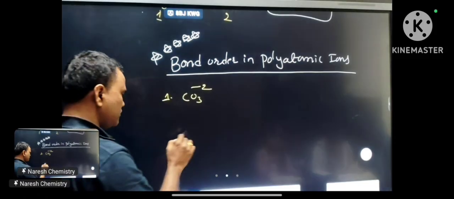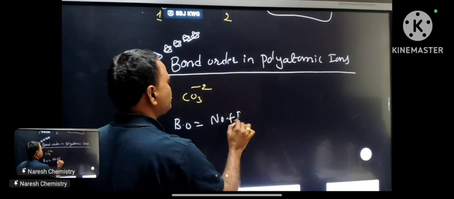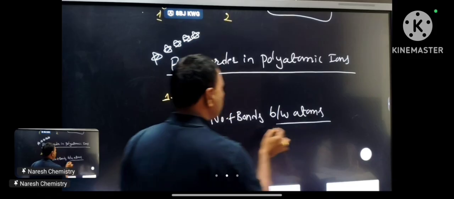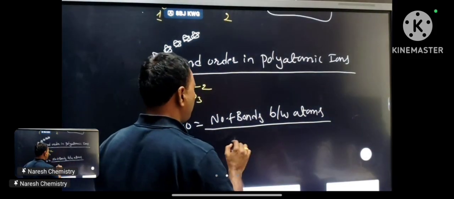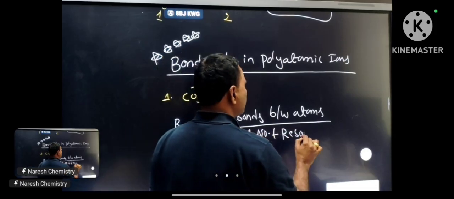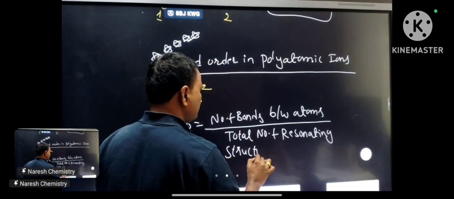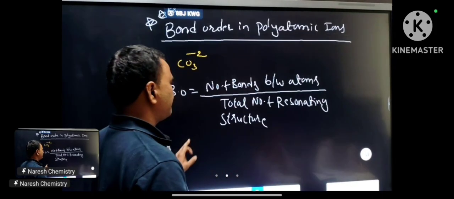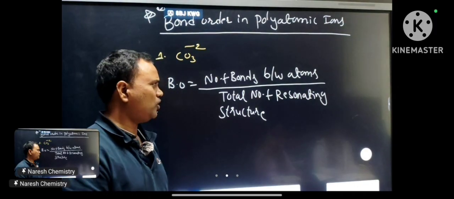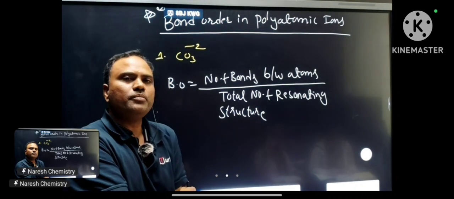See the formula first, all of you. Bond order is equal to the number of bonds between atoms divided by the total number of resonating structures. Actually, a bond is present in between two atoms only. That's why: number of bonds between atoms divided by total number of resonating structures.